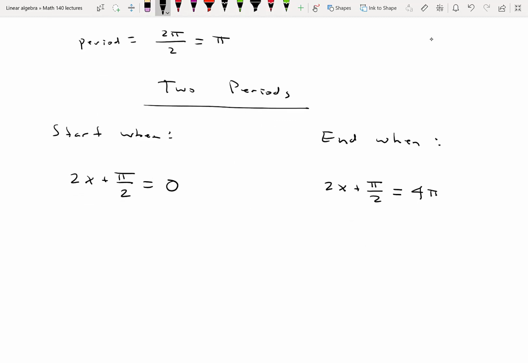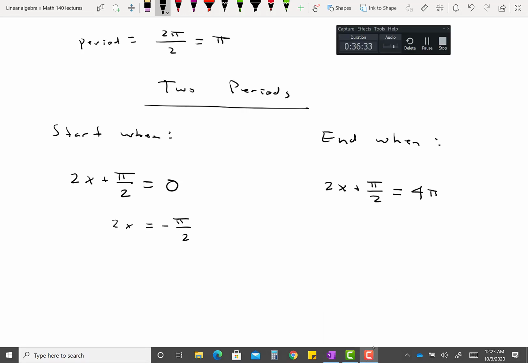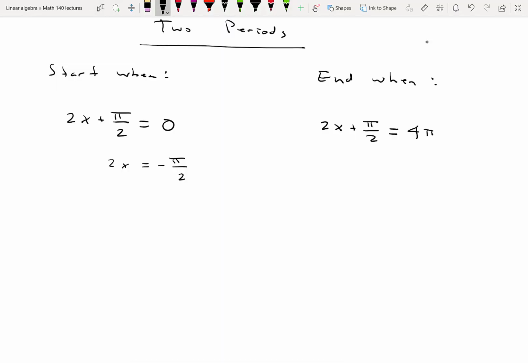So I'm going to subtract pi over 2 from both sides in the first equation. So 2x equals negative pi over 2. And in the second equation, I'm going to do that little trick that I suggested. I'm going to use some basic algebra. I'm going to multiply both sides by 2 to get rid of the fractions.